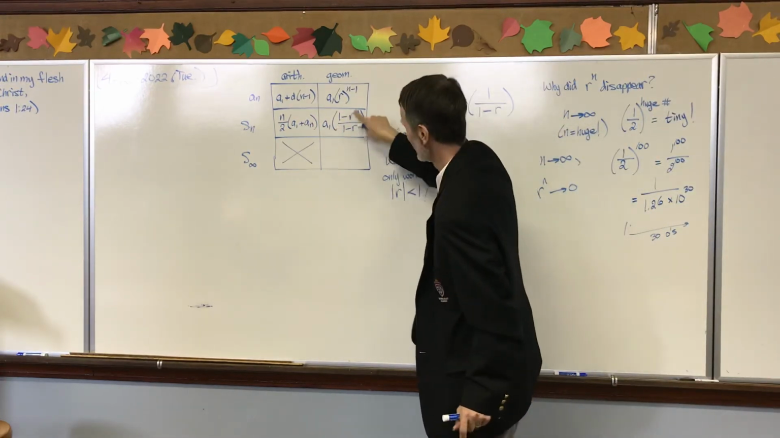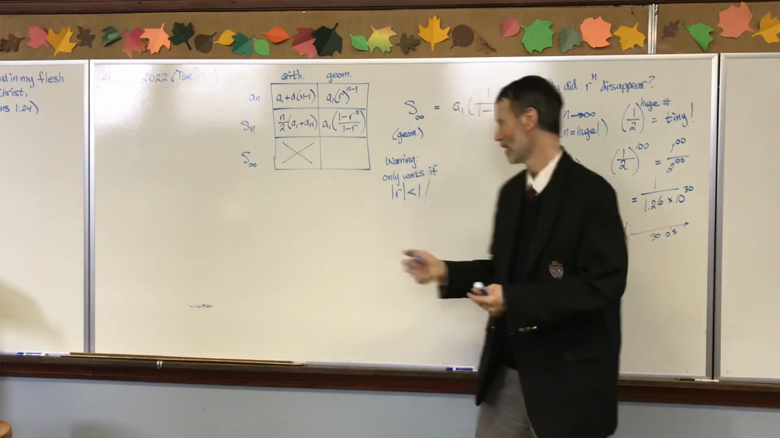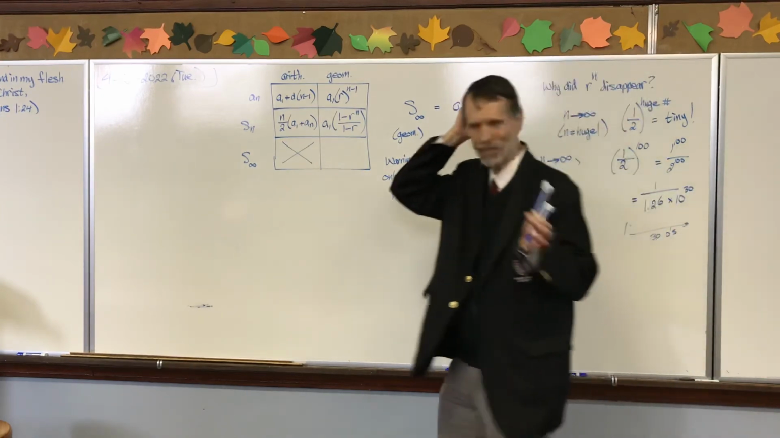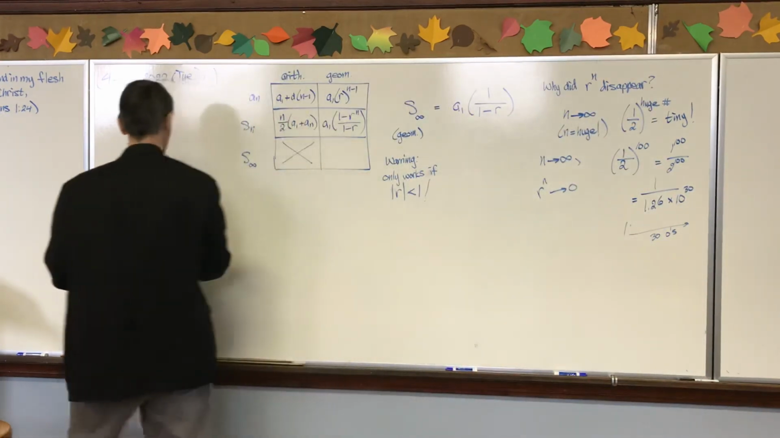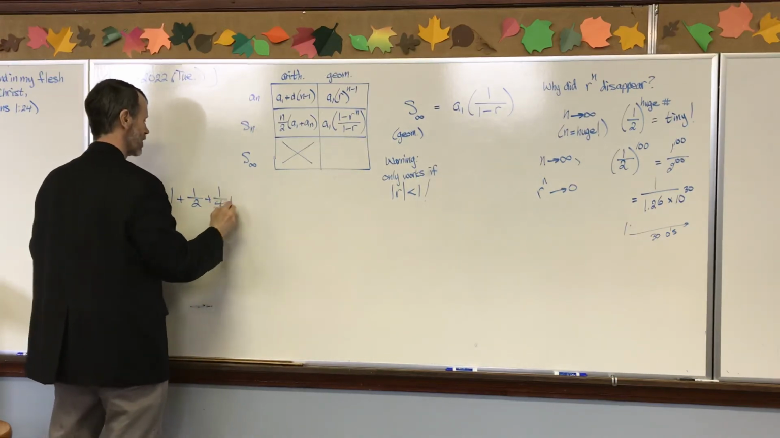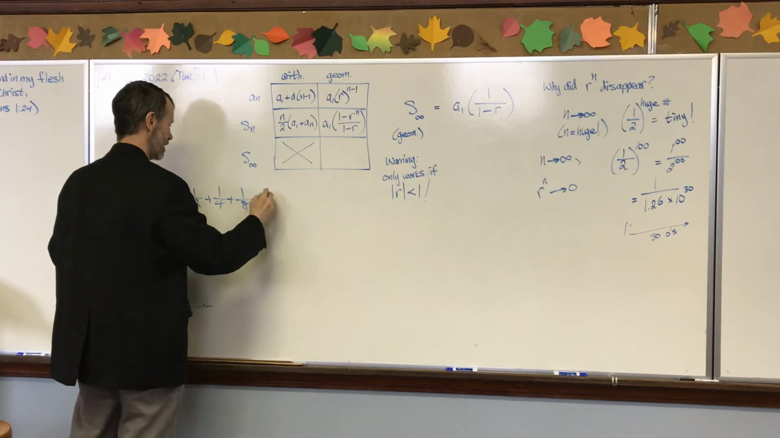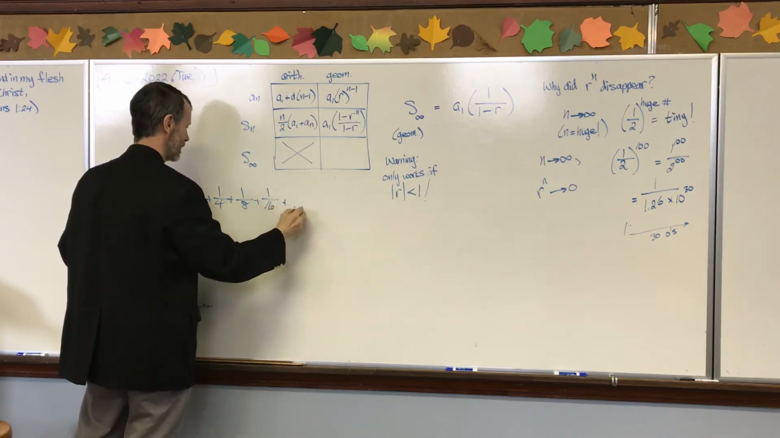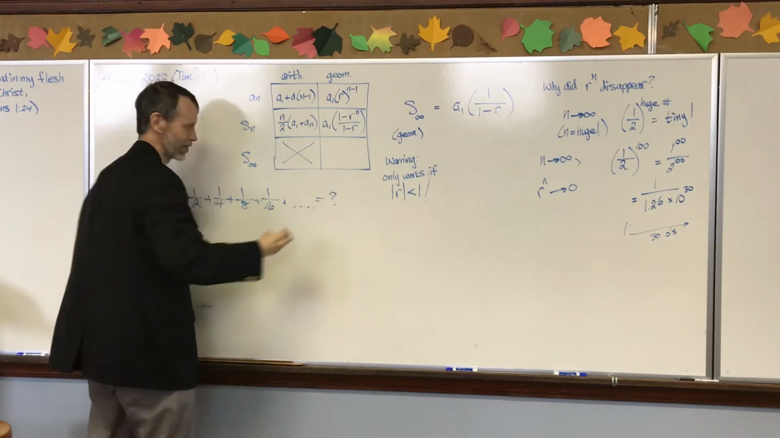It's just erase this, and it's nice to know why. So let's try it. You remember the example we did before? It was 1 plus a half plus a fourth plus an eighth plus a 16th plus and so on. And I want to know what that equals.